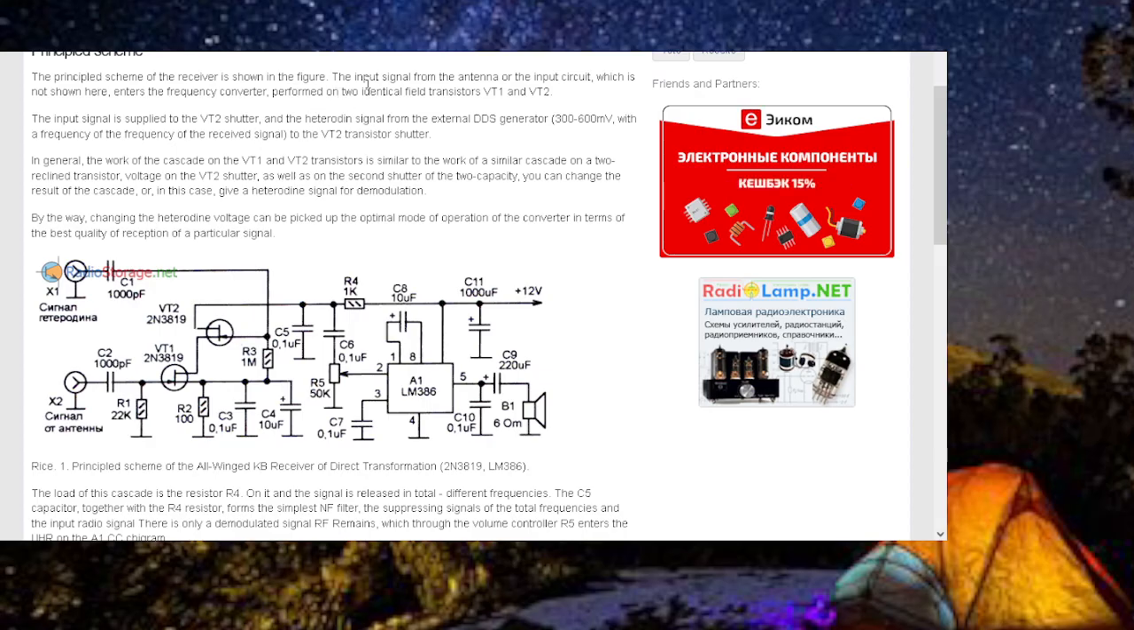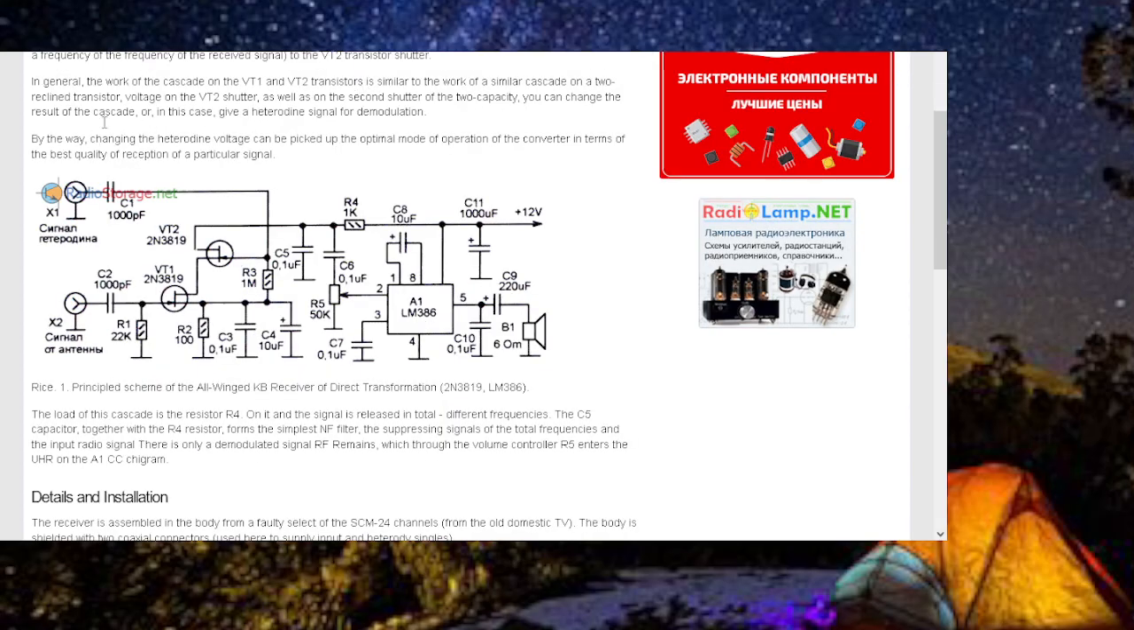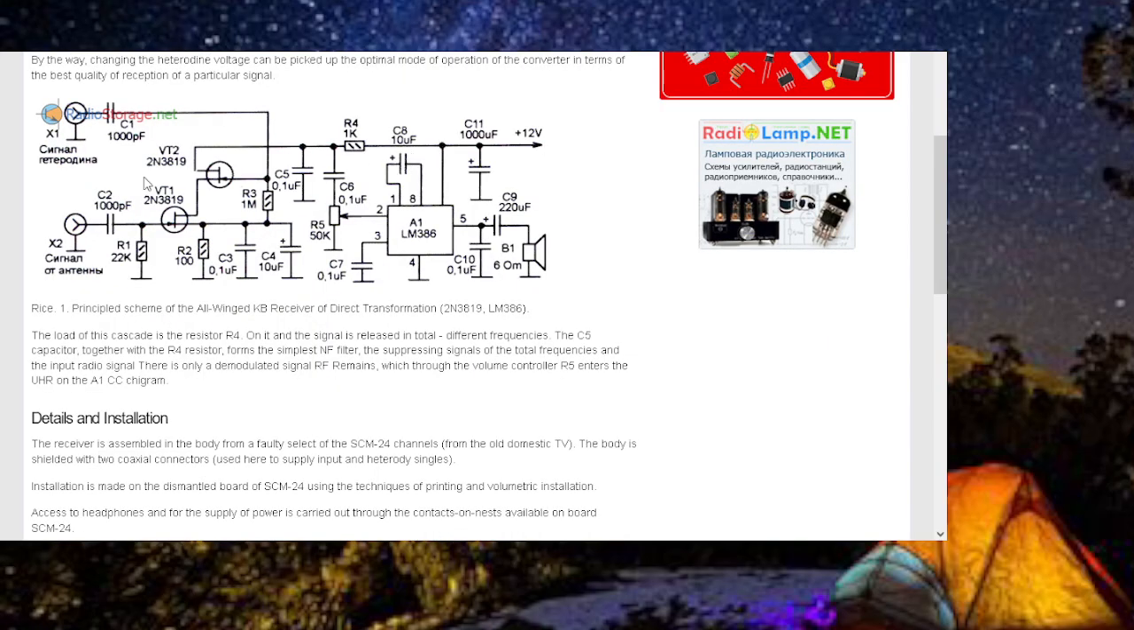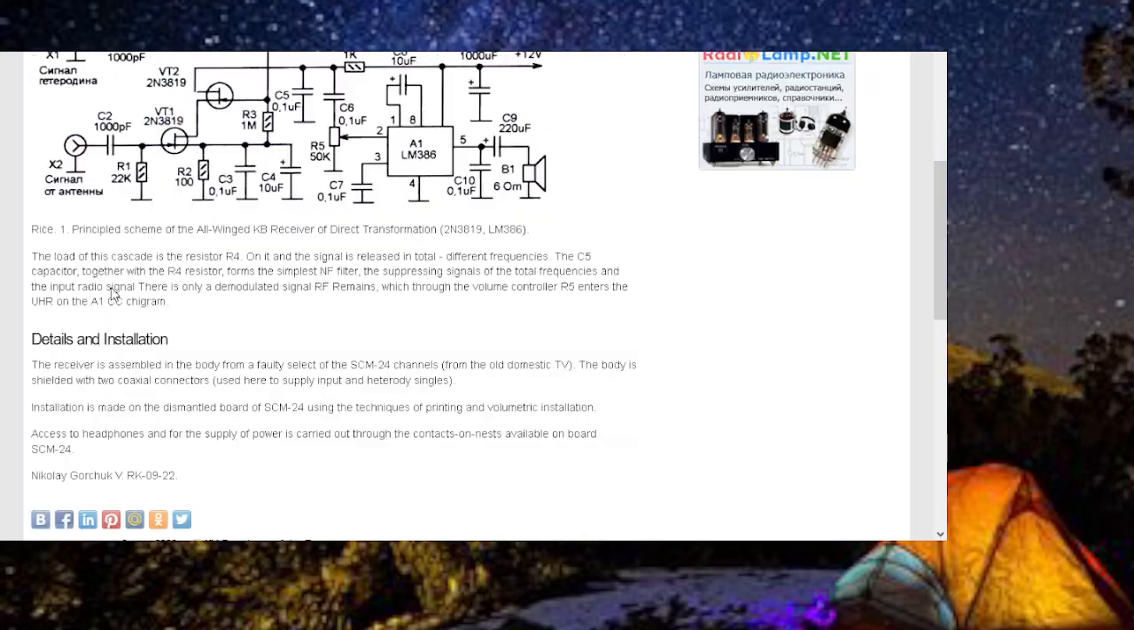The work of the cascade BT1 and 2 transistor is similar to the work of a similar cascade on a 2 reclined transistor voltage, as well as on the second shutter of the 2 capacitor. You can change the result, or in this case, give a heterodyne signal for demodulation. By the way, changing the heterodyne voltage can be yada. Like one of them is your demodulation signal, the other one is your carrier signal type thing. You tune the carrier signal. Direct transformation. What the heck is the carrier signal?